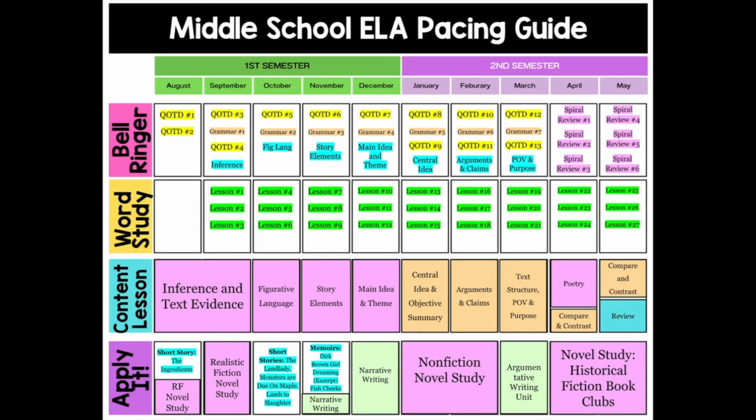This is my pacing guide. I have it broken down between first semester and second semester. And then on top of that, I have the 4 main things that I want to do throughout the year. I always do a bell ringer, always do some word study, always teach content, and then we always apply it. Those are the 4 core things that I make sure that I do almost on a daily basis. And this is how I have it laid out.